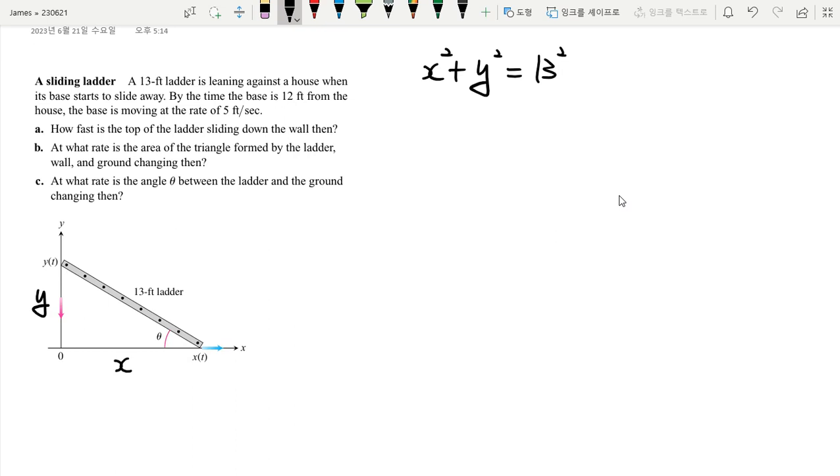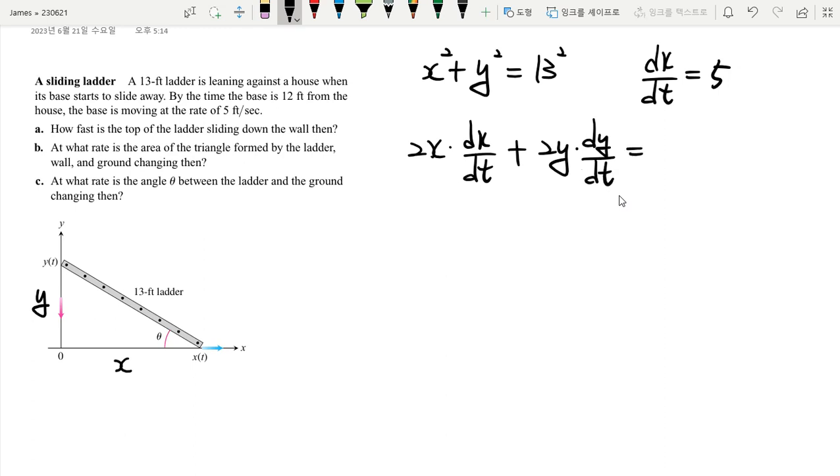When we have this equation and the base is moving at the rate of 5 feet per sec, this means dx over dt is 5. So for the first equation, when you differentiate this Pythagorean theorem, this becomes 0. So we can cancel these 2's.